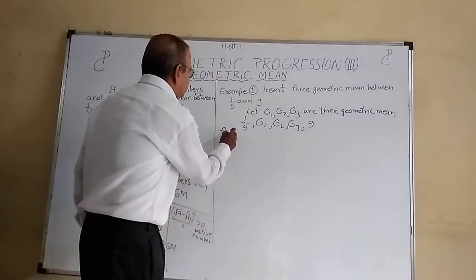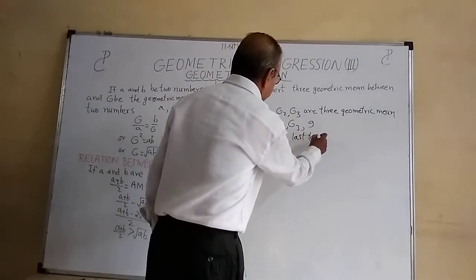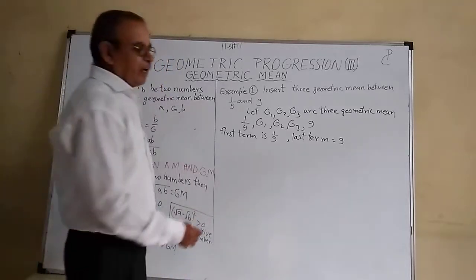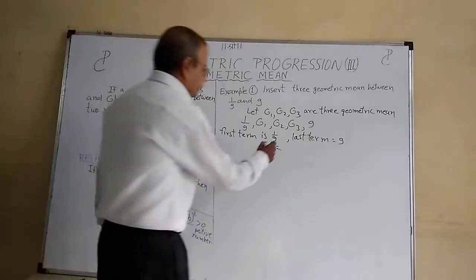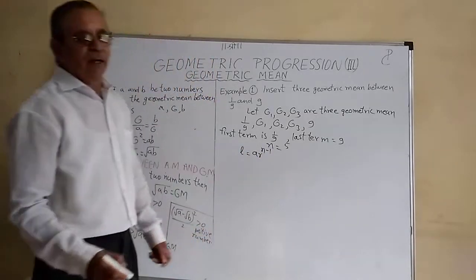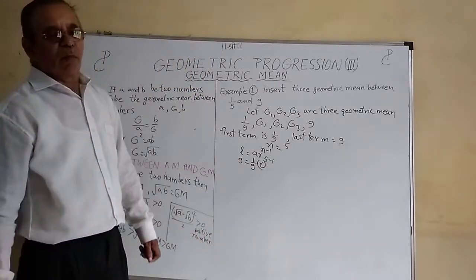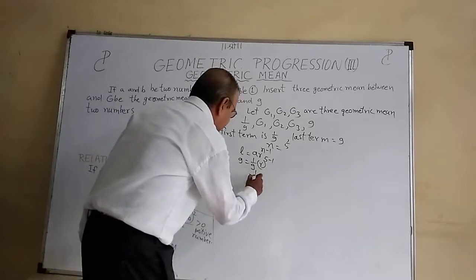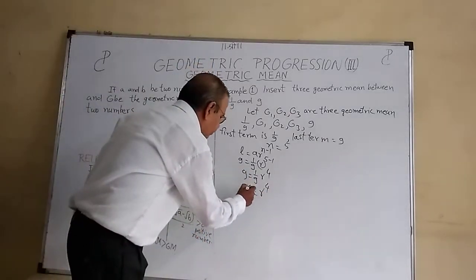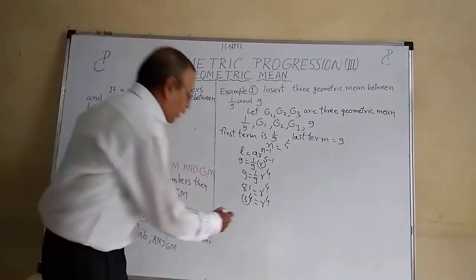Here the first term is 1 by 9, the last term is 9, and the total number of terms is equal to 5. So I just apply the formula: the nth term is equal to a r to the power n minus 1. So 9 is equal to 1 by 9 r to the power 5 minus 1, and therefore it is written as r to the power 4 is equal to 9. So r to the power 4 is equal to 81, and this is written as 3 to the power 4 is r to the power 4. So r is equal to 3.